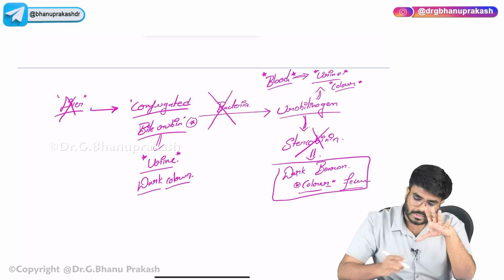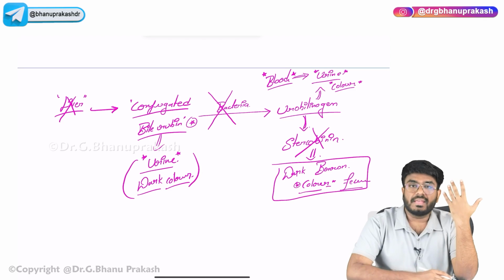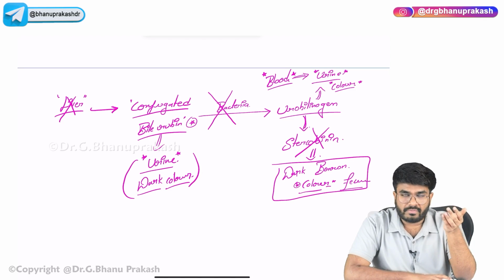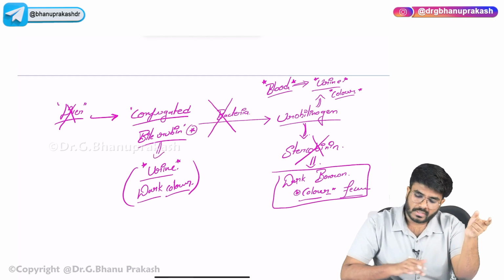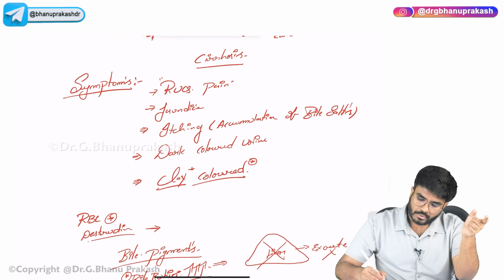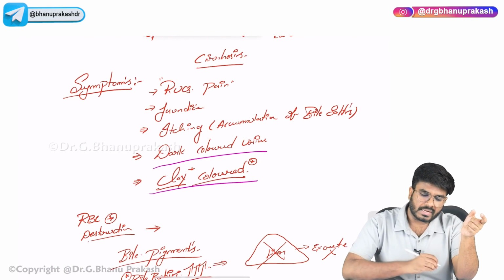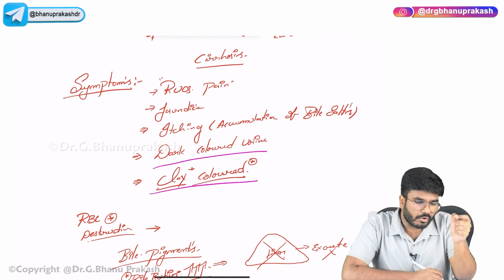So as it is not coming out in the feces, the stools are going to be clay colored. The levels of conjugated bilirubin rise in the blood, and this conjugated bilirubin filters in the kidneys and comes out in the urine. So that is why the urine is dark colored and the stools are clay colored. These are the points which I want you to know.